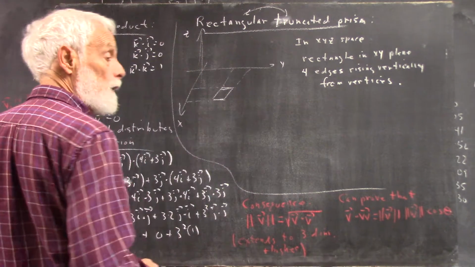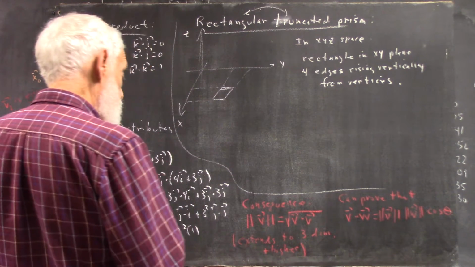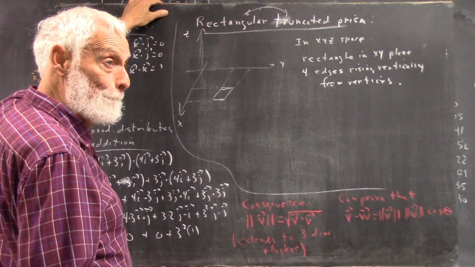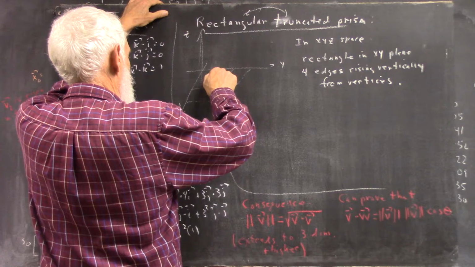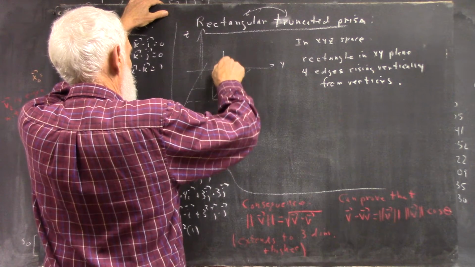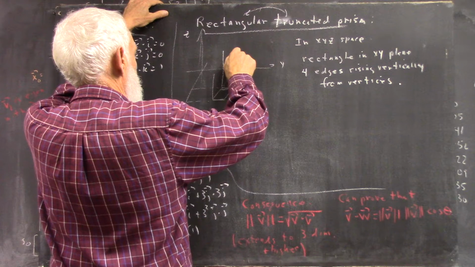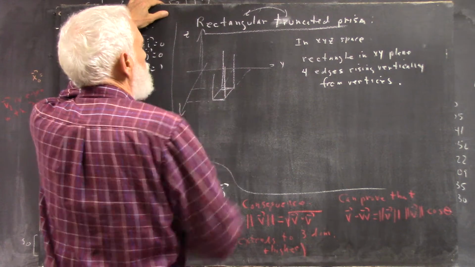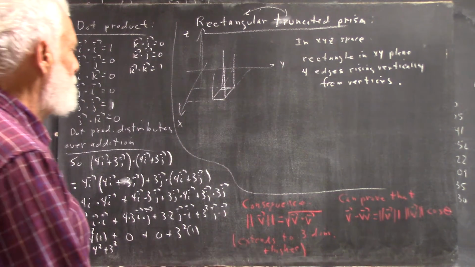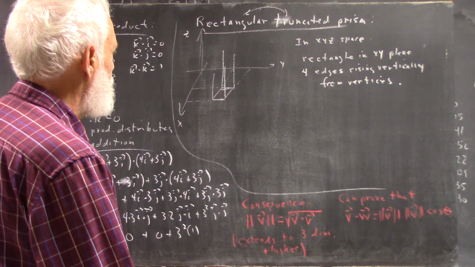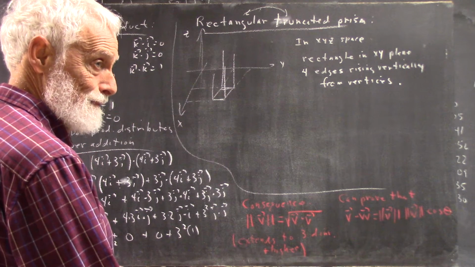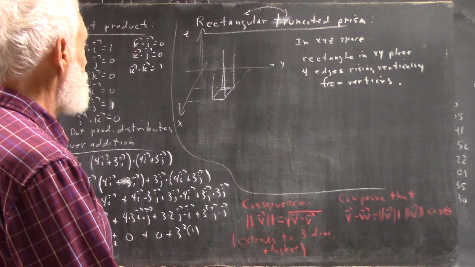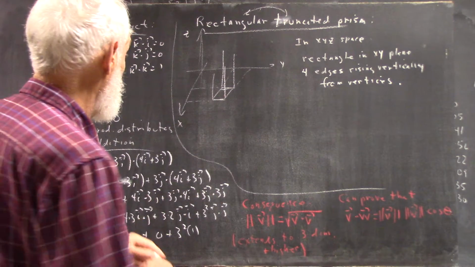Okay, so here we've got a rectangle, right? We need four edges rising vertically from the vertices, right? So, okay, here's one. And here's one. And here's one. And here's one. Well, actually, that doesn't quite work. And the reason it doesn't work is this.